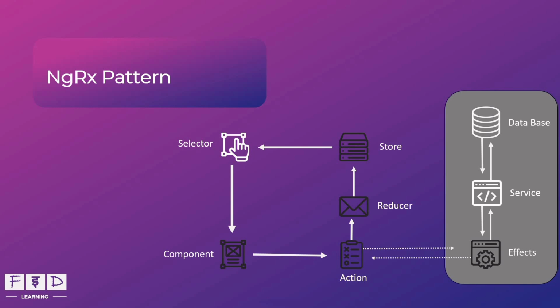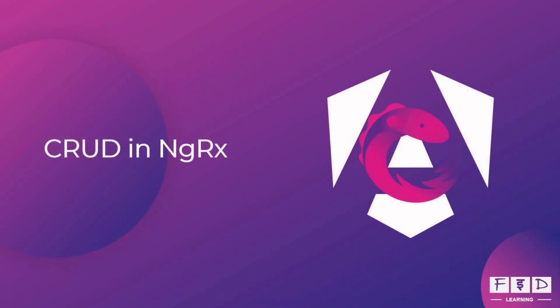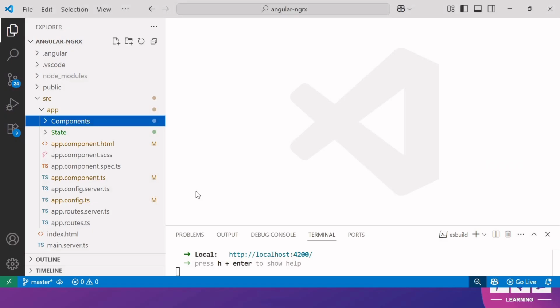So to understand the NgRx effects concept thoroughly, we will build a complete CRUD application, create, read, update, delete, using a JSON server. And this hands-on approach will help us to understand the full functionality of creating, reading, updating, and deleting entries. So in this section, we will implement routing and then set up a JSON server to build the foundation for our CRUD application. So let me jump into the Visual Studio Code editor, and now we'll start from here.